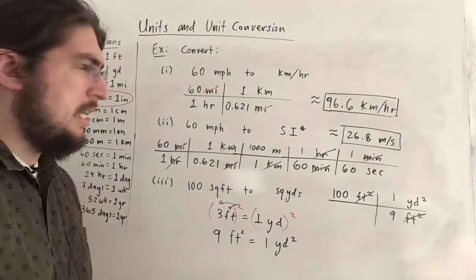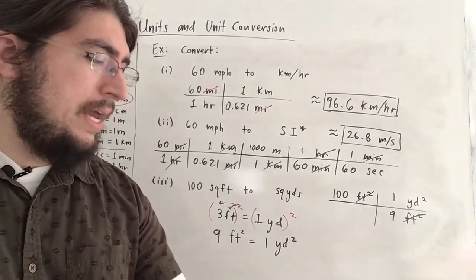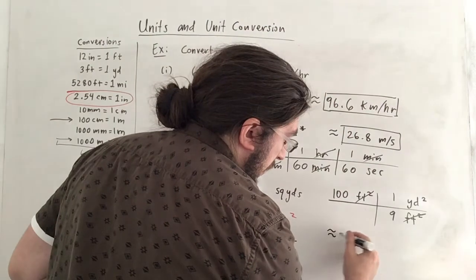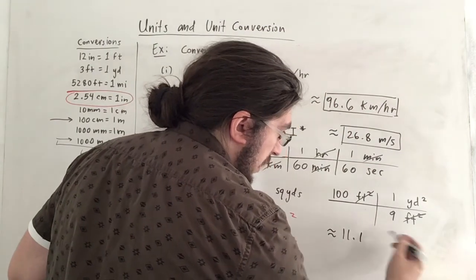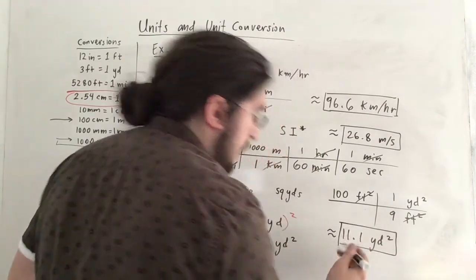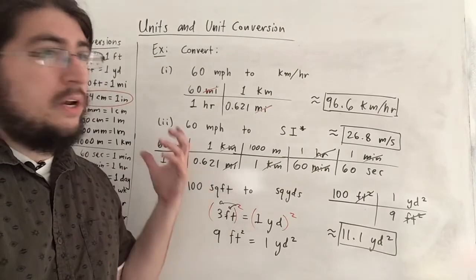So you see that the table method really gives us a more systematic way of flowing through this process. And using our calculator, I got 11.1, so 11.1 square yards are in 100 square feet. Awesome, so that completes the video for our discussion on units and unit conversion.